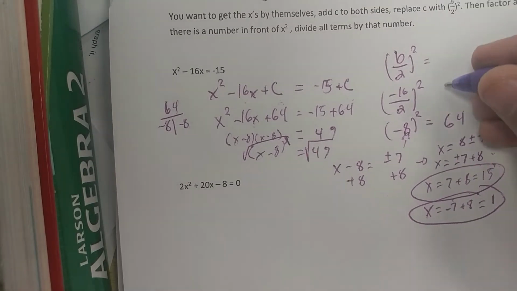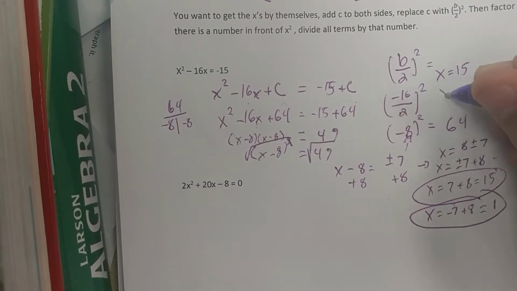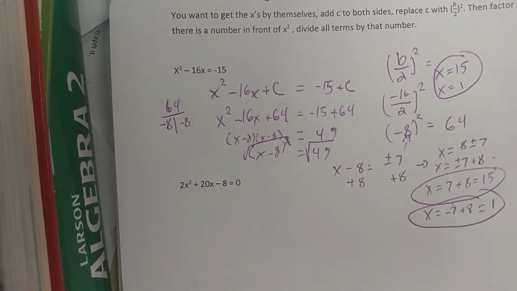So literally your final answer is going to be written as x equals 15 and x equals 1. Or you can write x equals 15 comma 1.